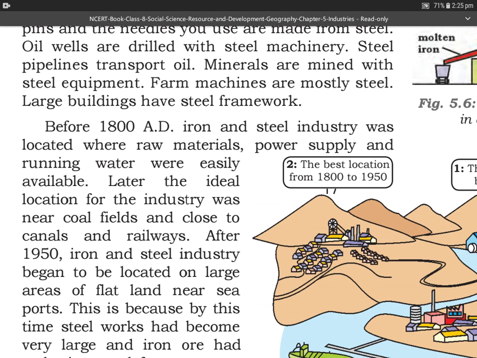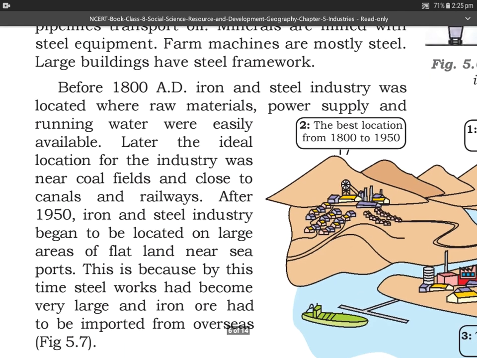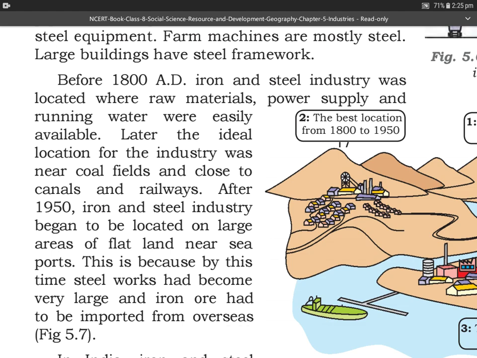After 1950, iron and steel industries began to be located on large areas of flat land near seaports. This is because by this time, steel works had become very large and iron ore had to be imported from overseas. Because iron and steel industries developed at a large scale, they needed lots of raw material, so they could easily transport it through seaports. Other things they can manage, labor they can bring, capital they can bring, but the most important thing is raw material. Without raw material they cannot run industries, so they establish near ports so they can easily transport it.